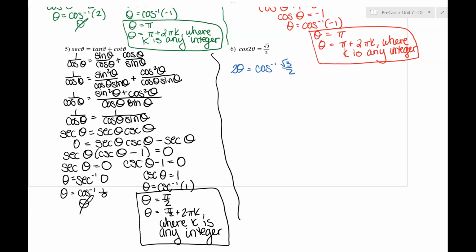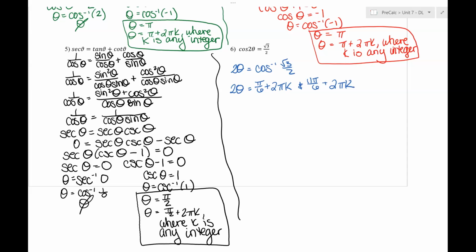Okay, cosine is positive in the first and fourth quadrant. So that means that 2 theta is going to equal pi over 6 plus 2 pi k and 11 pi over 6 plus 2 pi k. Because there's that value being multiplied to the angle, being multiplied to theta, we know that the period's going to change. So that's why we're writing it out as such.